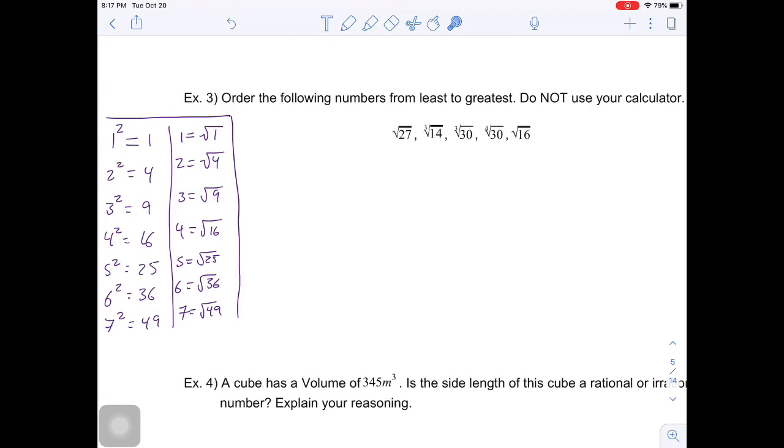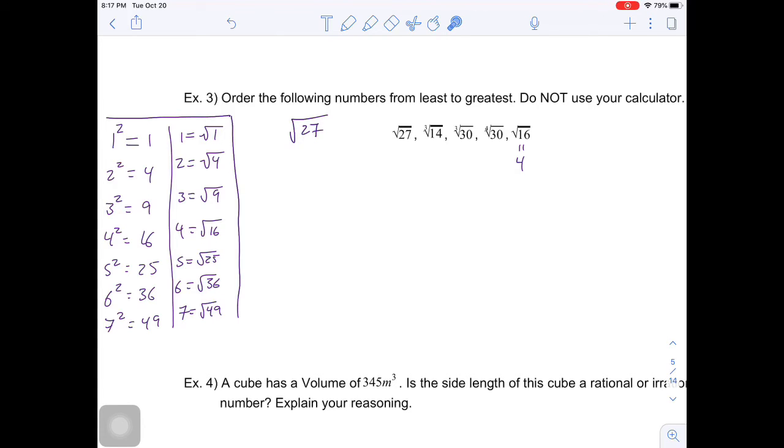Okay, and I'm going to use this to estimate square root 27 and square root 16. So square root 16, we actually have right here. The square root of 16 is 4. So this thing equals 4. The square root of 27, we're going to have to estimate that.